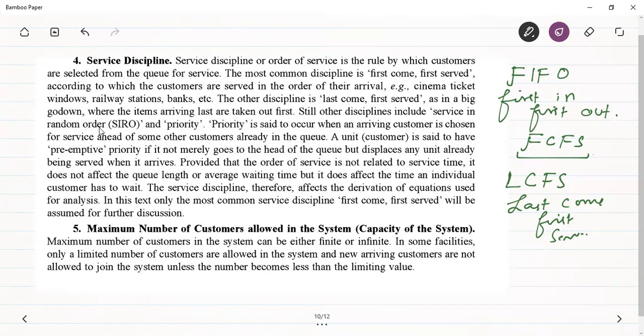Another is SIRO, service in random order. किसी को भी सर्विस उठा के, क्यू में से किसी को भी उठा के सर्विस दे सकते हैं. ओके, दिस इज द सर्विस इन रैंडम ऑर्डर. एंड अनदर इज प्रायोरिटी. समटाइम्स क्यू में किसको प्रायोरिटी दी जाए.